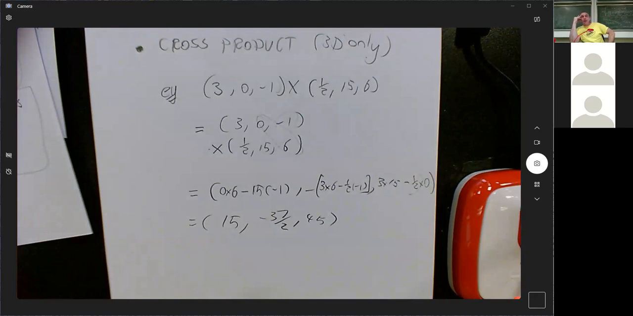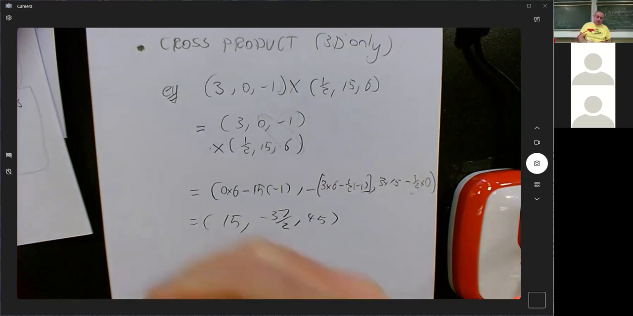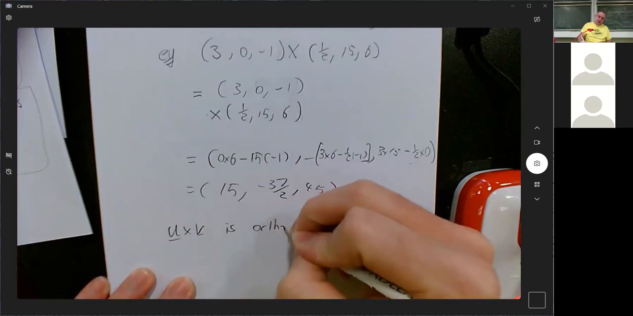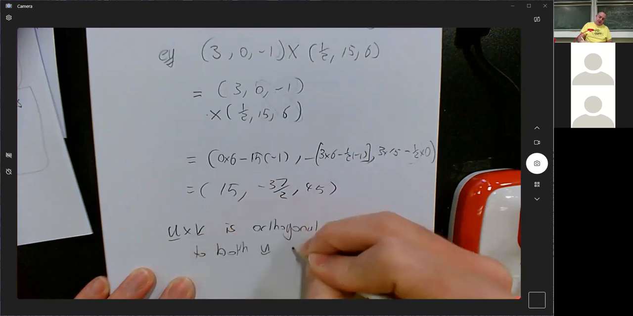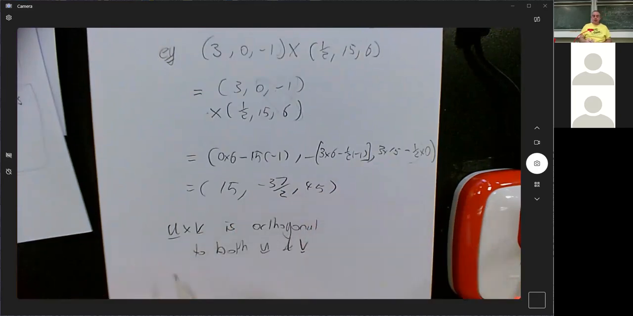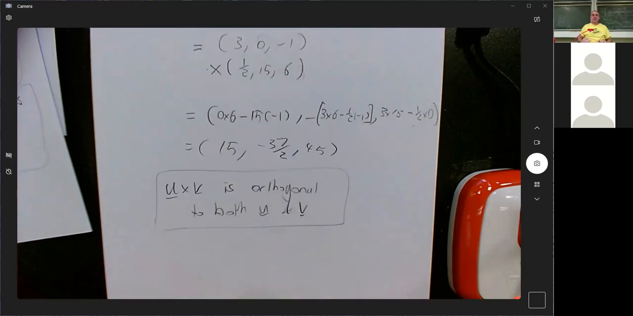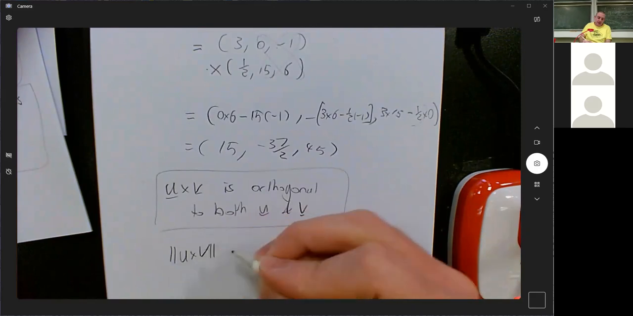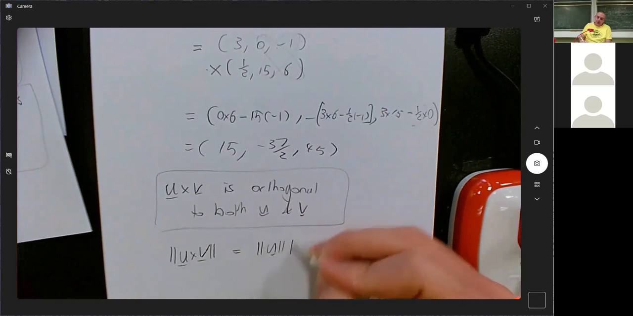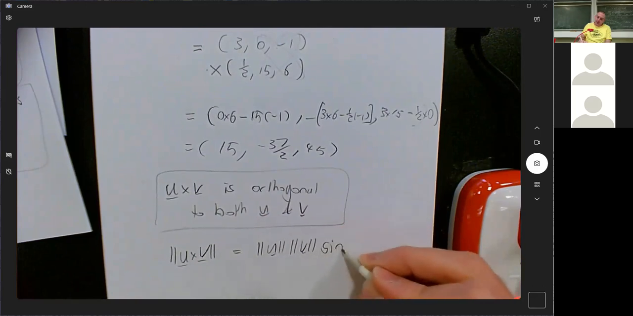The cross product has the very useful and important property that U cross V is orthogonal to both U and V. That is the most useful and important property of the cross product in Maths 1M. But there is another one, is that the length of U cross V is the length of U times the length of V times sine of the angle between them.